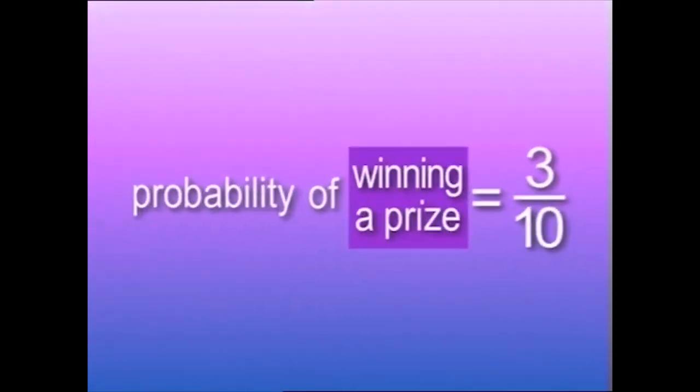In maths, winning a prize is called an event. It's usually denoted by the letter E. Probability is usually denoted by the letter P. Therefore, the probability of winning a prize can be denoted by this symbol.